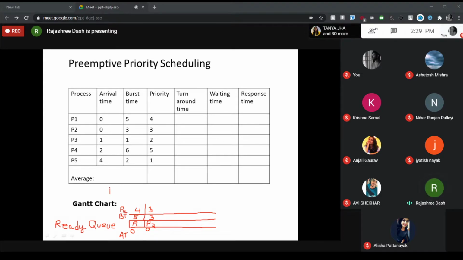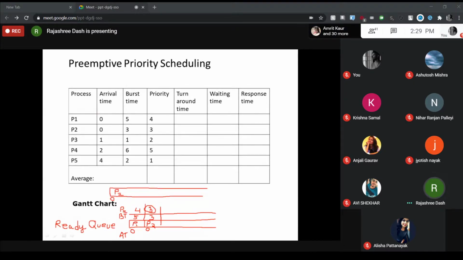So now the first process to be allocated to the CPU is P2, because P2 has the highest priority. Low number, high priority. So P2 will be assigned to the CPU first. At time 0, P2 starts its execution. Now just look at the arrival time of the processes.